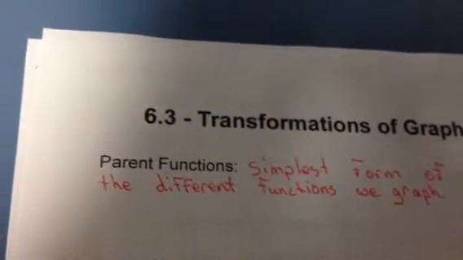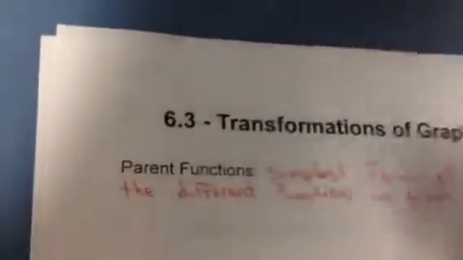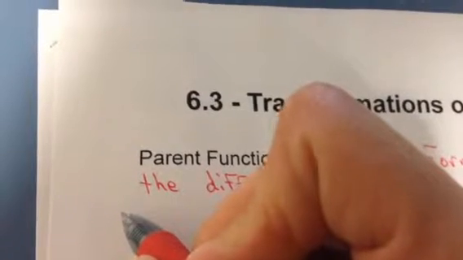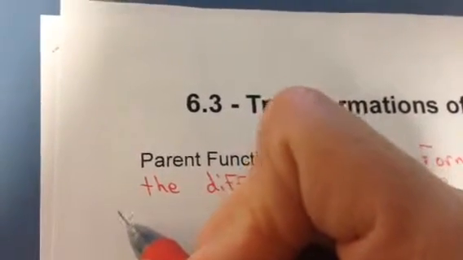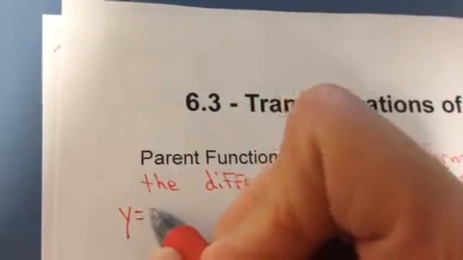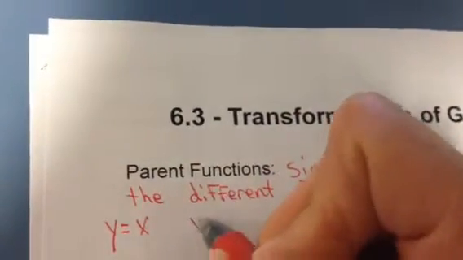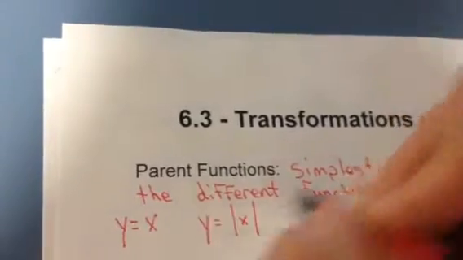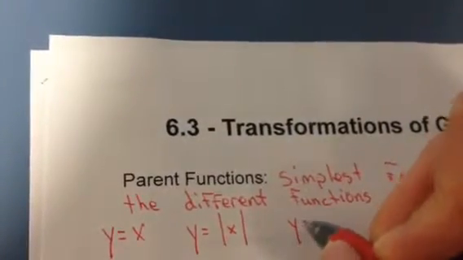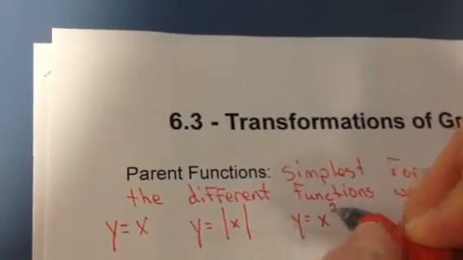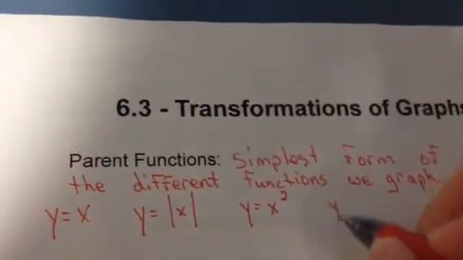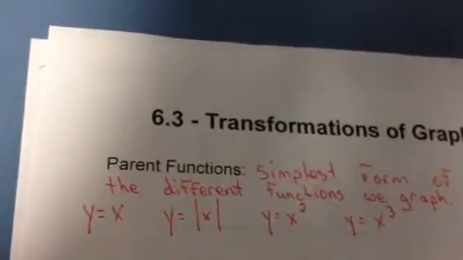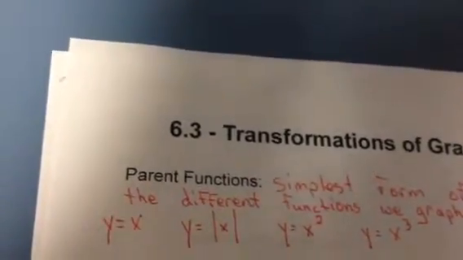So some of the different parent functions that you have worked with, in these, instead of using function notation, I'm going to use y. Some big parent functions are y equals x. There's y equals the absolute value of x. There's y equals x squared. There's y equals x cubed. And there are more after this, but we'll talk about some of those as we go through this.